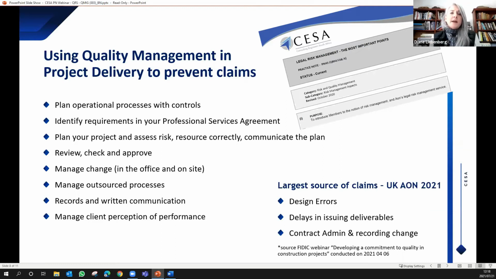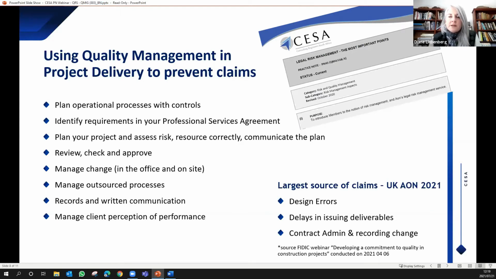The second point is identify requirements in your professional services agreement. This is basically the starting point for when things go wrong. So it's therefore crucial to ensure your scope is clearly defined together with your fee. I mean, I even go to the extent to say what I exclude from my scope of services. Make sure you limit your liability both in time and cost.